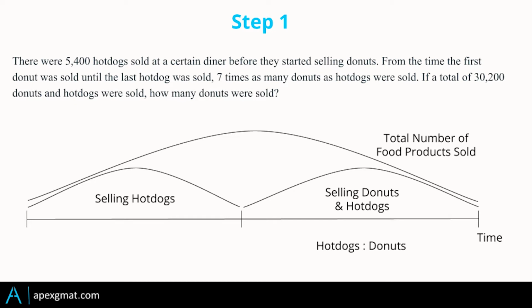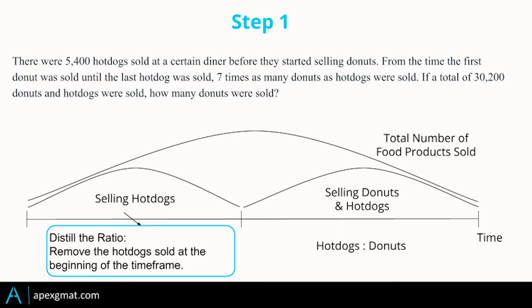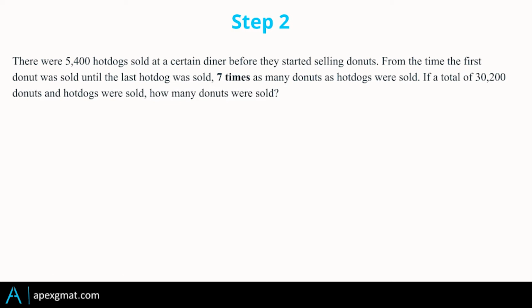So what we need to do are two steps. The first one is fairly straightforward. We have to get rid of the hot dogs that were sold in advance in order to distill the ratio. But then the ratio can seem very, very complex, especially because it just tells us 7 times. And a lot of times, the GMAT will do this as a way to throw us off the scent.